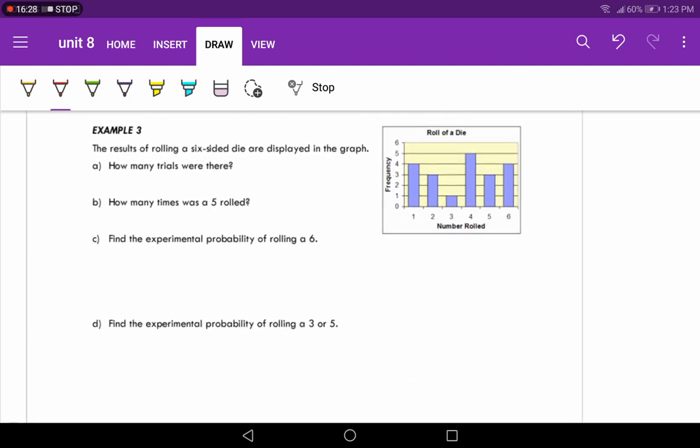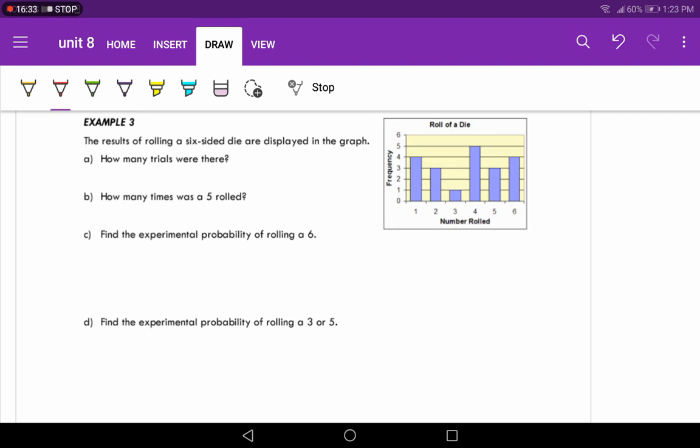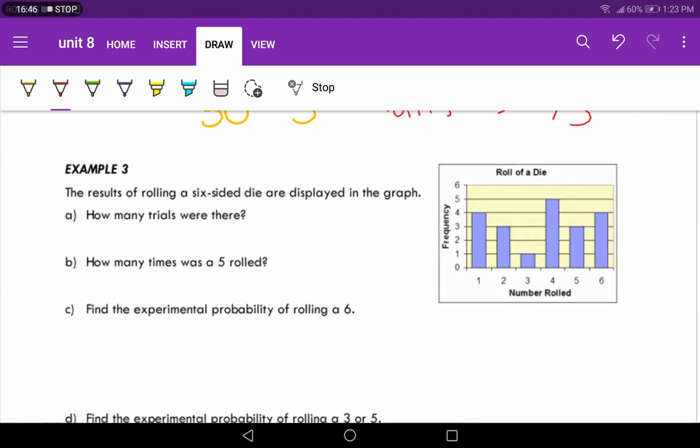Okay, last example. Example 3. The results of rolling a 6-sided die are displayed on the graph. How many trials were there? So in order to figure out how many trials there were, we have to be able to read this graph, right? So the bottom, the x-axis, is telling us the number rolled, and the y-axis is telling us the frequency, which means the amount of times they were rolled.